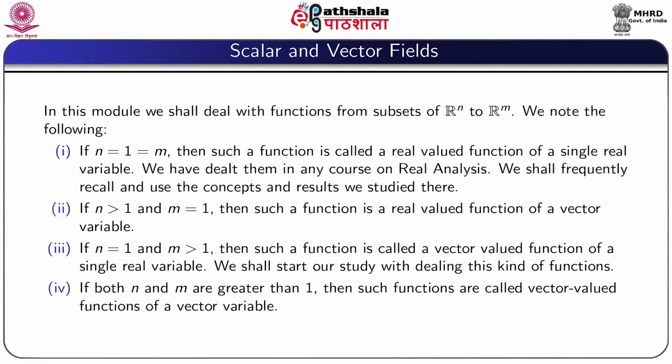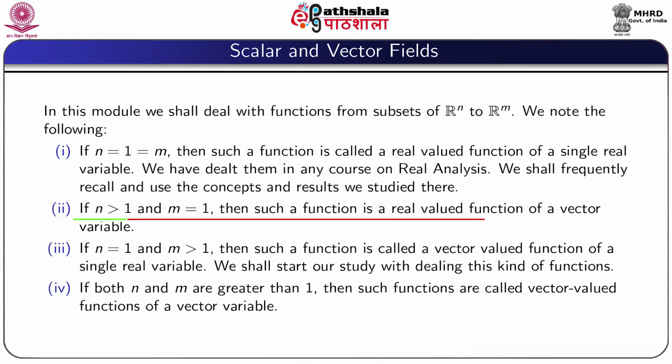Now, we go to scalar and vector fields. We shall classify functions depending on the dimensions of the domain and codomain spaces, that is, on n and m. So, we are dealing with functions from subsets of Rn to Rm. If both n and m are 1, then such a function is a real valued function of a single real variable. We studied them in any course in real analysis, and we shall frequently recall the concepts and use them.